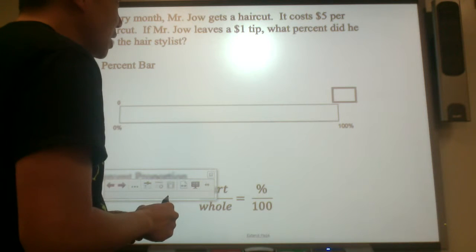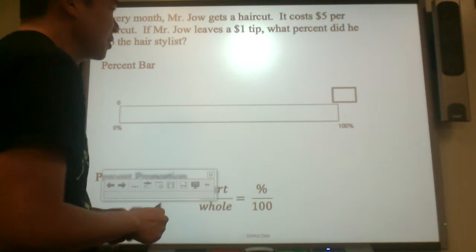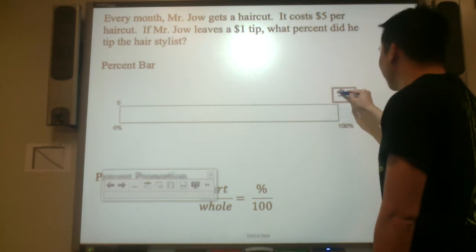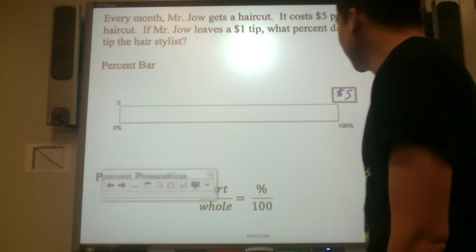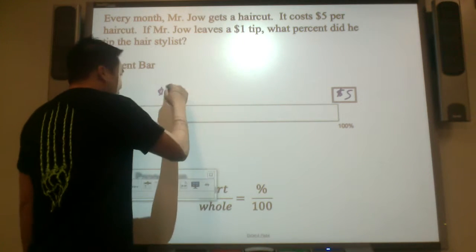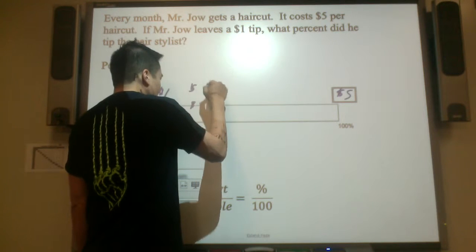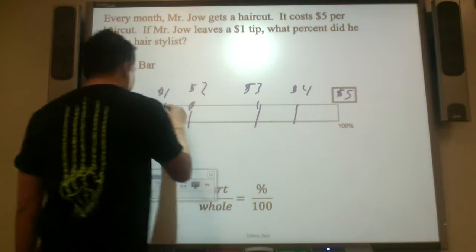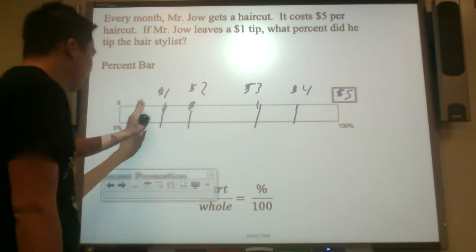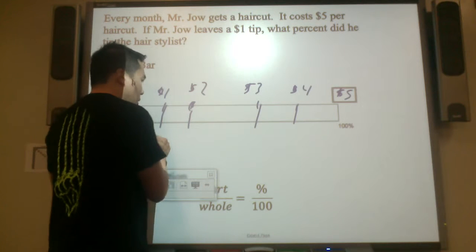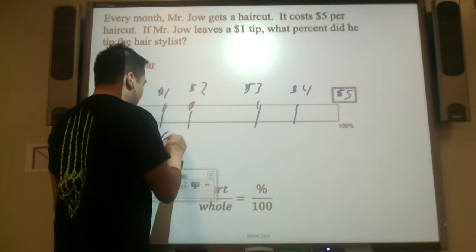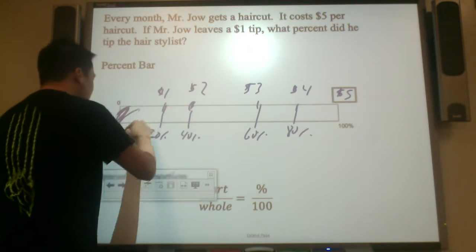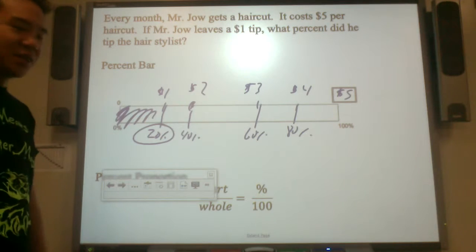So, if Mr. Joe leaves a $1 tip, what percent did he tip the hairstylist? I am such a big tipper. It costs $5 for this haircut. I leave a $1 tip. So $1 goes somewhere here. $1, $2, $3, $4. So how should I break this down? It seems like it's breaking it down into 5 parts. So 100% broken into 5 parts is 20%, 40%, 60%, 80%. So if I leave a $1 tip, I just left a 20% tip.